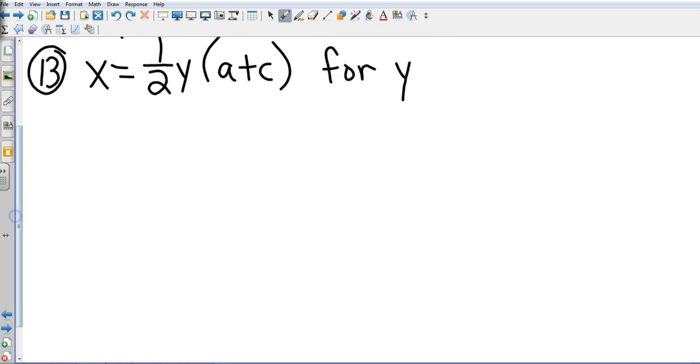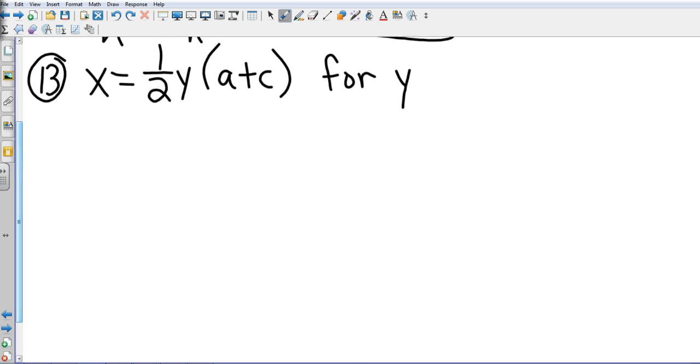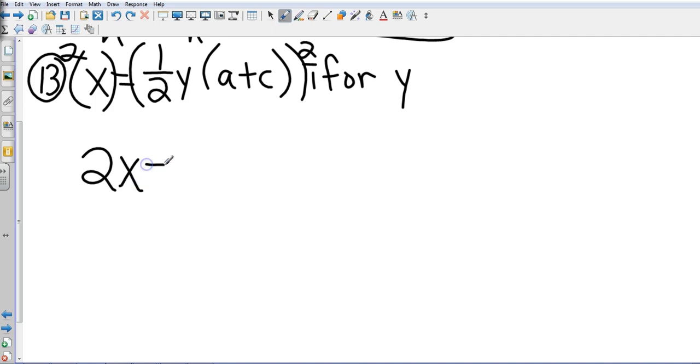Okay, let's go to the second one. I'll give you a couple of minutes on it if you haven't finished it. I want to get a good judge of how we do it. Again, get rid of the 1/2 first. So multiply both sides by 2. Okay, for 13, we're going to multiply both sides by 2 again, just like we did on the last one. That's going to give me 2x equals y parentheses a plus c.